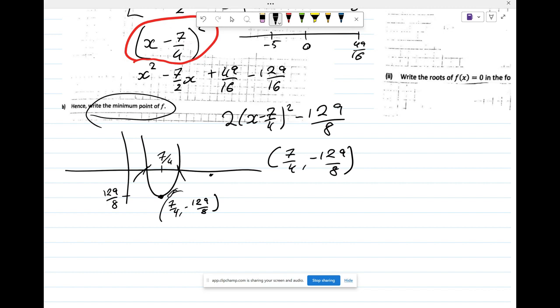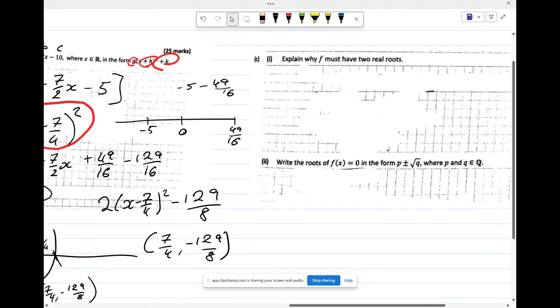So if our minimum point was here, it'd still have to cross. If it was here, it'd still have to cross. But we know that it's minus, so it's never going to be up here somewhere and not cross. So we definitely know it has 2 real solutions because it crosses the x-axis, definitely.